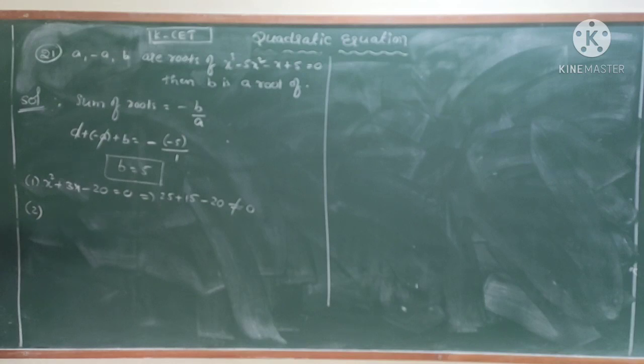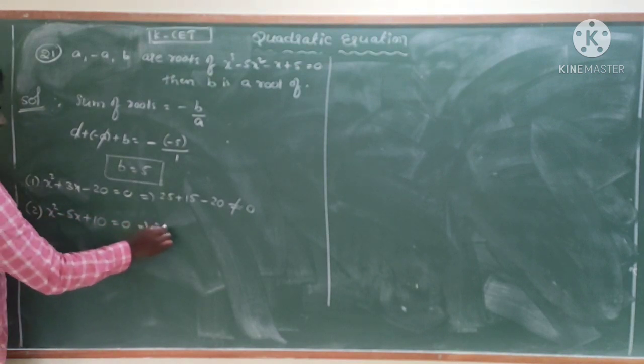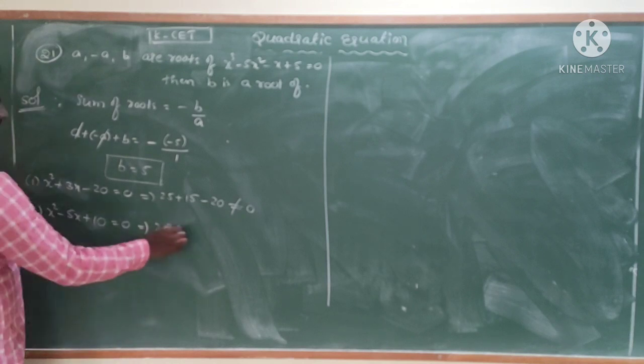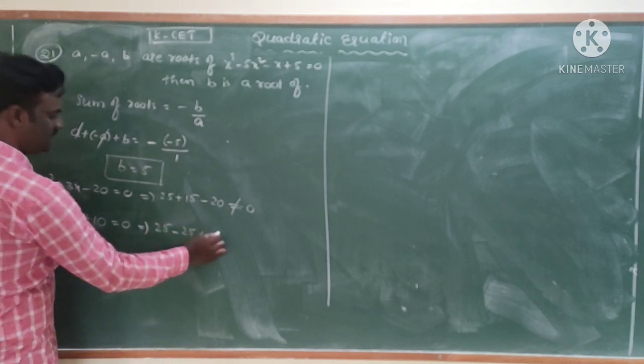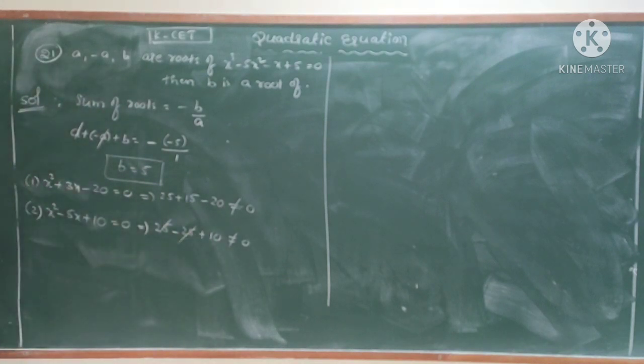We will go with the second option, x square minus 5x plus 10 equals 0. Then x square means 25, minus 5 times 5 is 25, plus 10. It is also not equal to 0 because we are getting the answer 10.